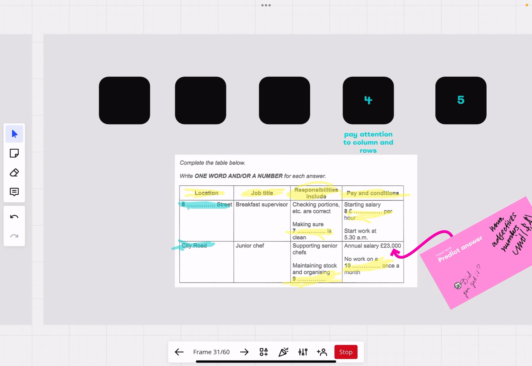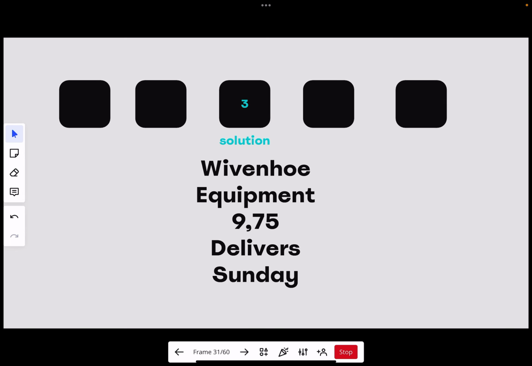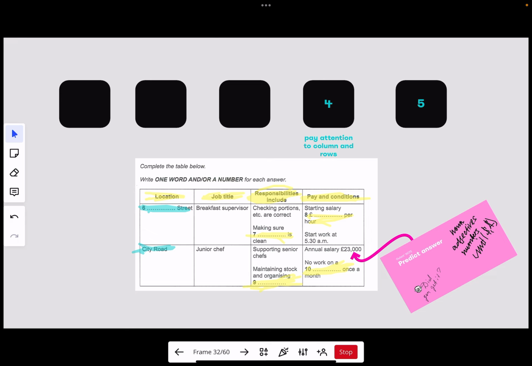So let's look at this. Okay. So first of all, before listening, before making any decision, or before starting the table completion, you need to have good attention. You need to pay attention to columns and rows.